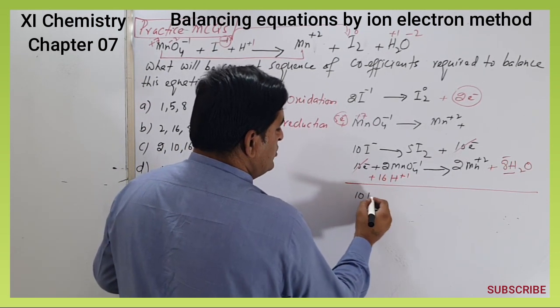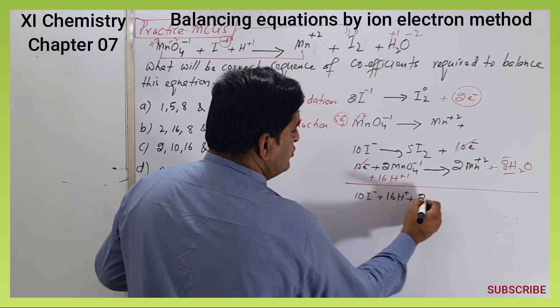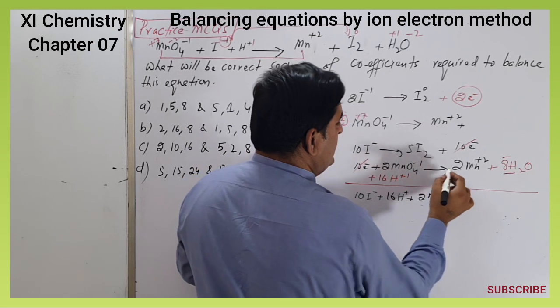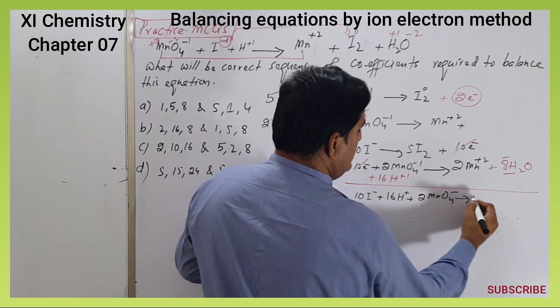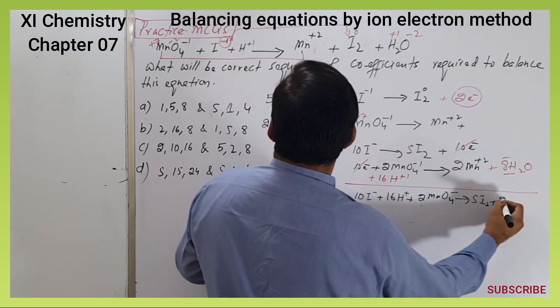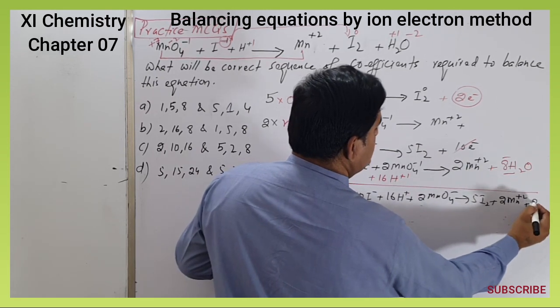at reactant side 10 iodide ions plus 16 hydrogen plus 2 MnO4 minus. At product side, there are 5 I2, 2 Mn plus 2 and 8 H2O.